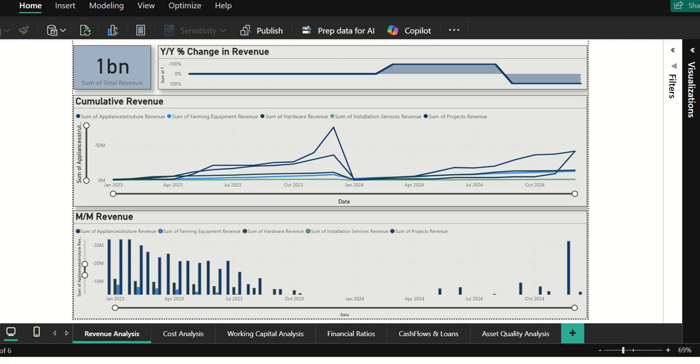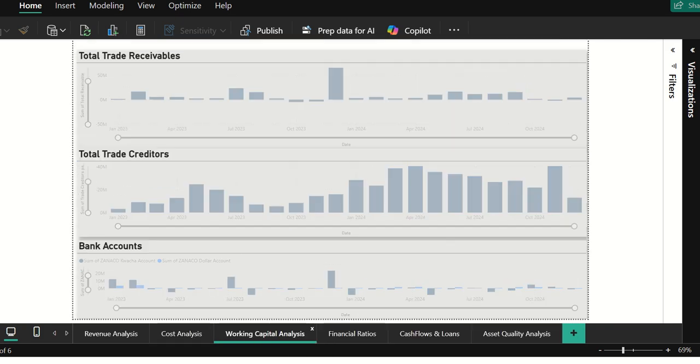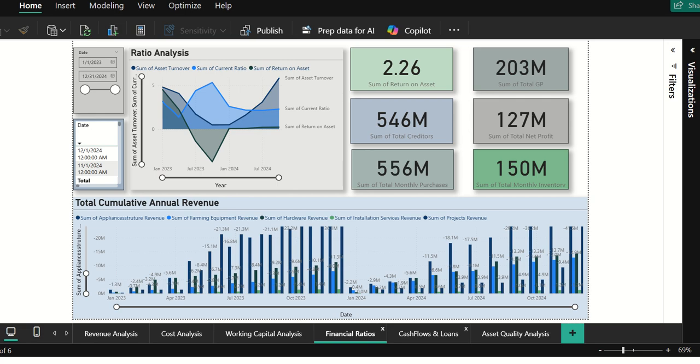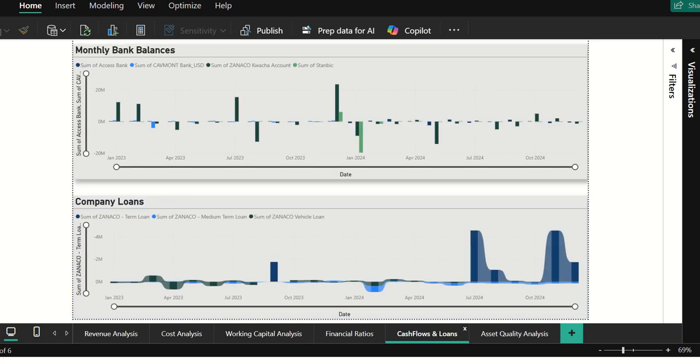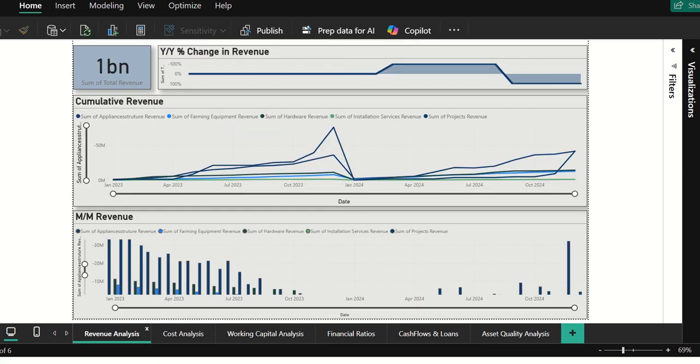So here we have a revenue analysis, a cost analysis, a working capital analysis, financial ratios, cash flows and loans, and asset quality analysis. So on these 6 tabs, we're able to understand what the business has been going through for a period of time so that we can be better placed to understand. The first tab is revenue analysis.